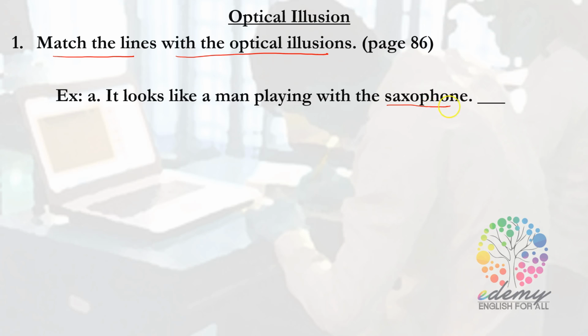So this line should go to picture 8 because in picture 8 you see a man holding some kind of saxophone. So this is the example. So you can start doing it on your own. Match A to J to the pictures from 1 to 9, and you have 5 minutes to do this. Please pause the video by yourself. Okay, now 5 minutes is up. Let's see the answer all together.